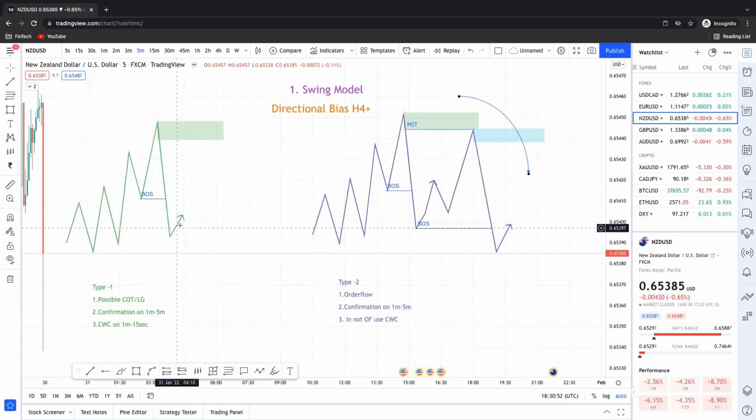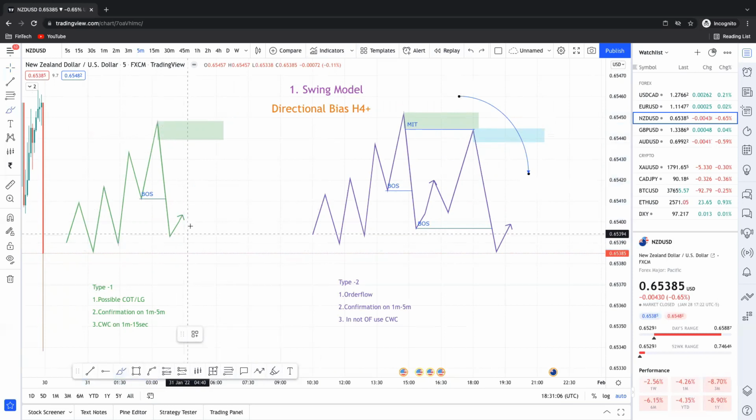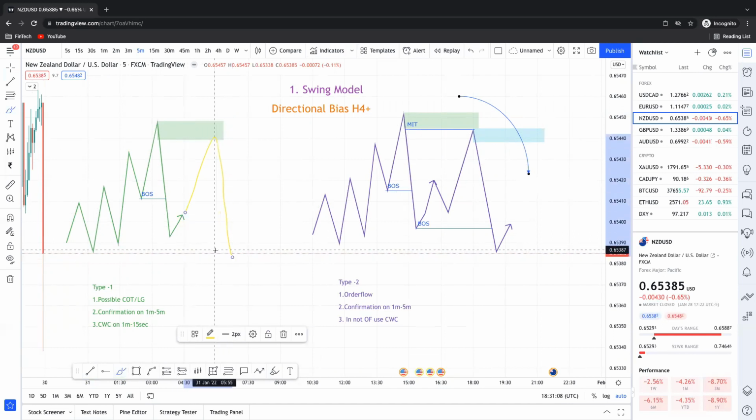Either this will be the liquidity grab and it will break like this, or it will be a possible change of trend. So there are two possibilities here. Either this is termed a liquidity grab and it will break this high, or it will mitigate this OB and break the new structure. So we'll have a possible change of trend.